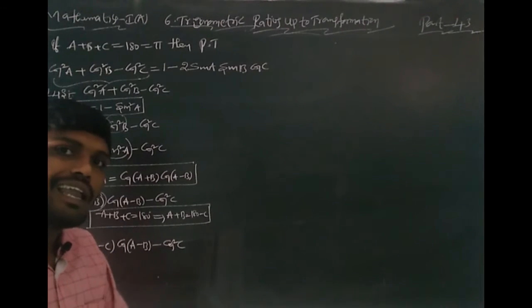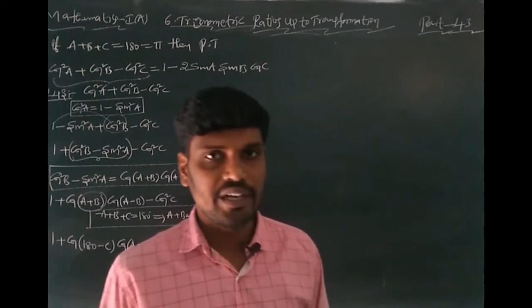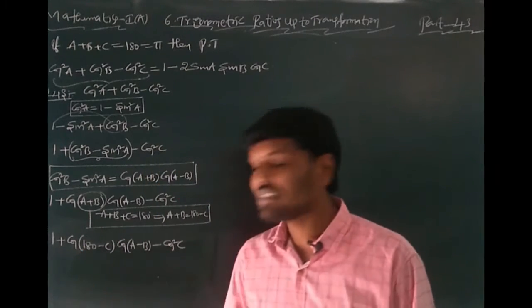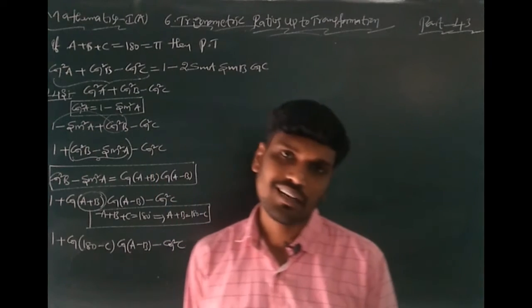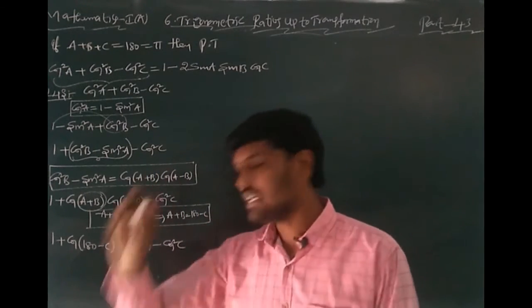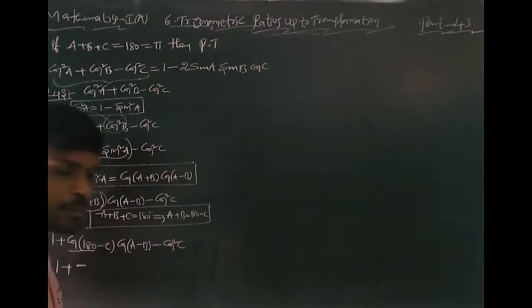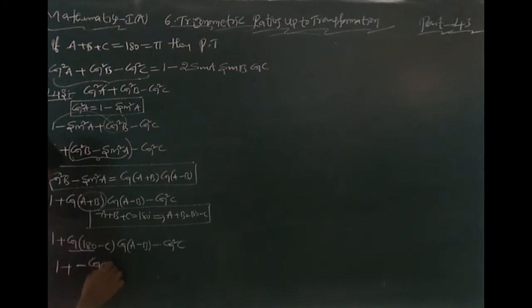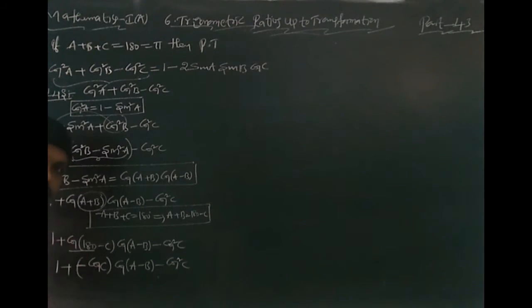180 minus theta lies in which quadrant, students? 180 minus theta lies in the second quadrant. In the second quadrant, cos is negative. 180 is an even multiple, so cos remains cos. What is the value of theta? Theta value is C. That's why you can write 1 plus, with 180 minus theta cos negative and 180 even, minus cos C into cos of A minus B minus cos square C.